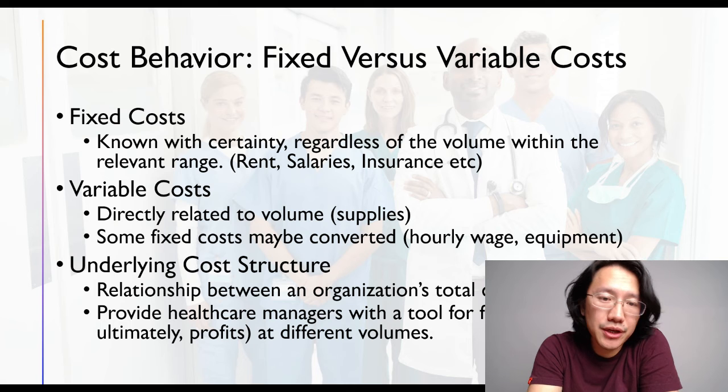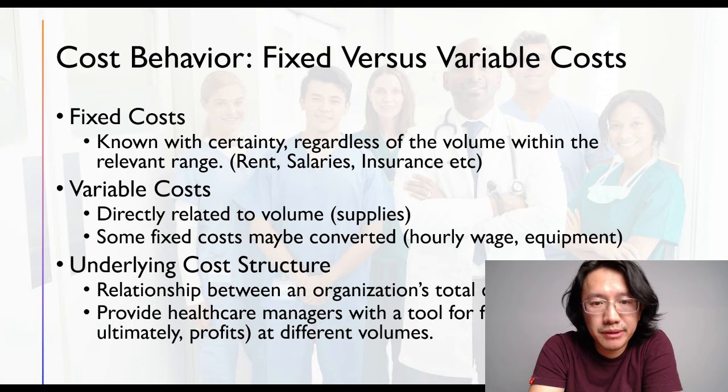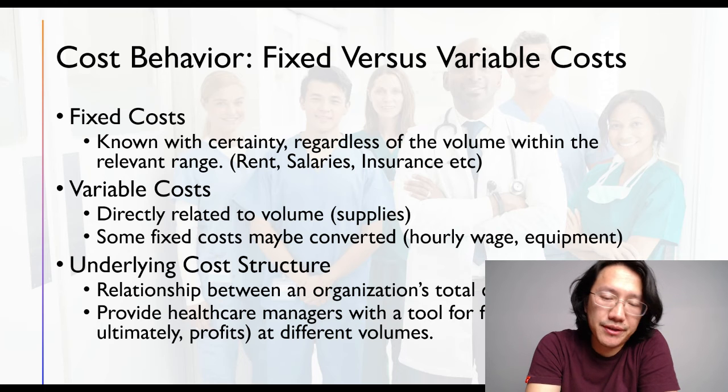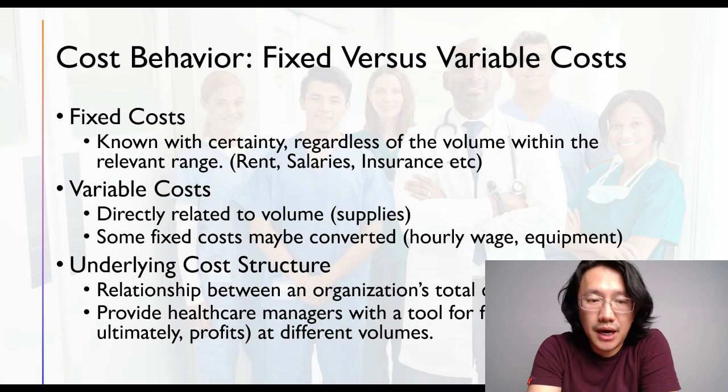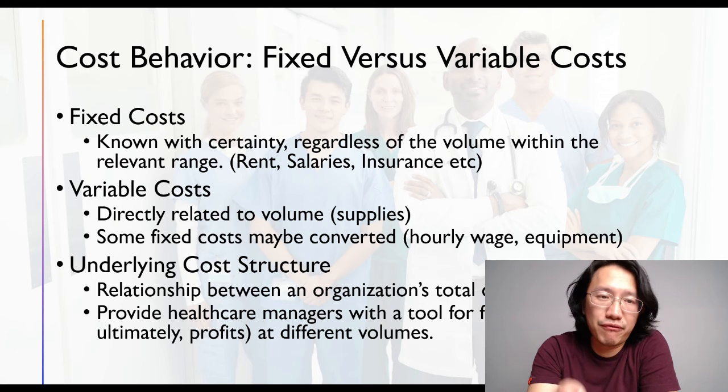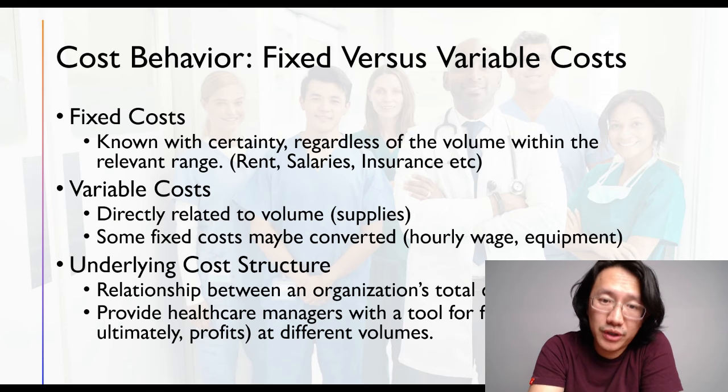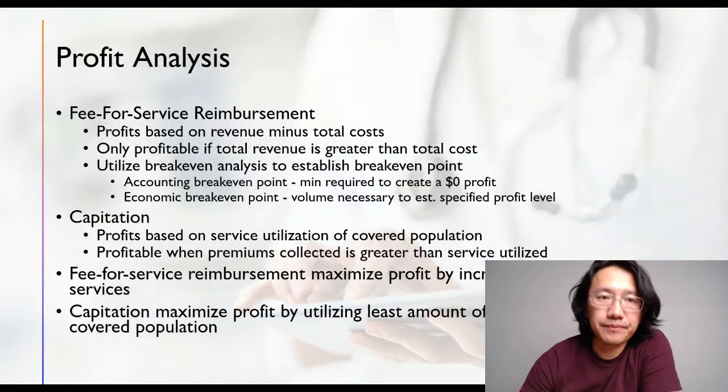We have an underlying cost structure. It is a relationship between an organization's total costs and its volume. So the underlying cost structure provides managers with a tool for forecasting the costs and ultimately, of course, the profits at different volumes. So it forecasts if the volume increases, what the cost is going to be, or if the volume decreases, what the cost is going to be.